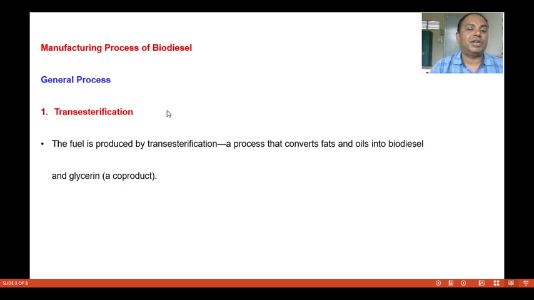So the triglyceride that we have, or fats and oil as a raw material which contains triglycerides, is transesterified so as to obtain an ester which is different from what we have in the triglycerides. Therefore we call this a transesterification reaction, and the ester that is obtained we call biodiesel.